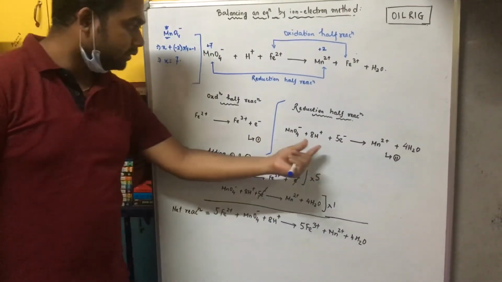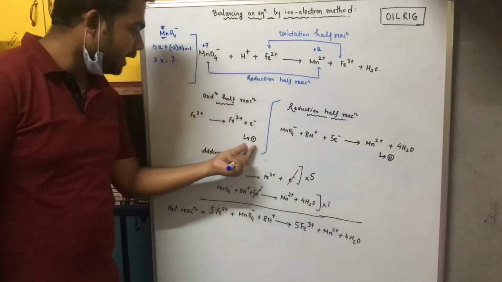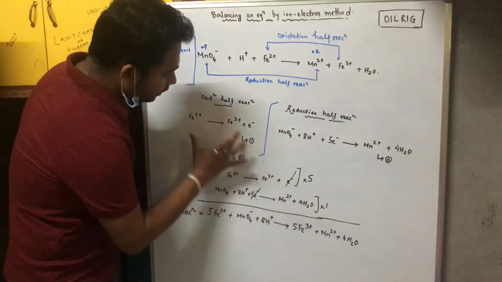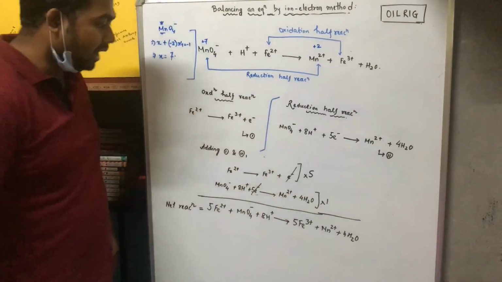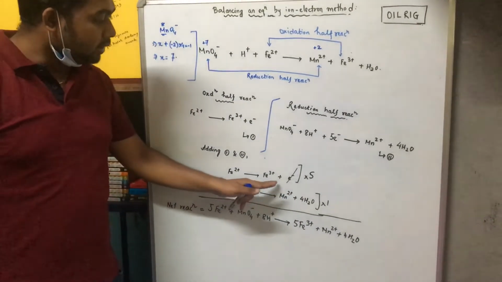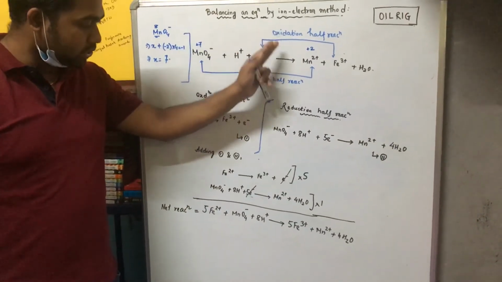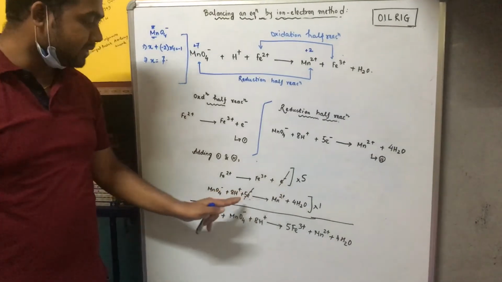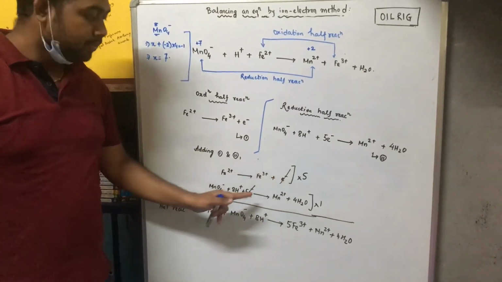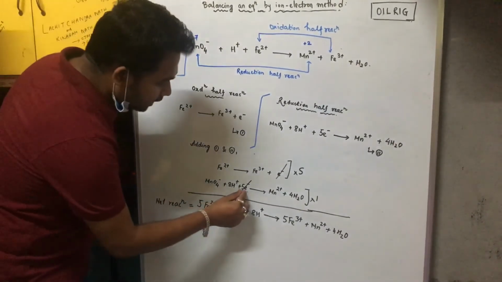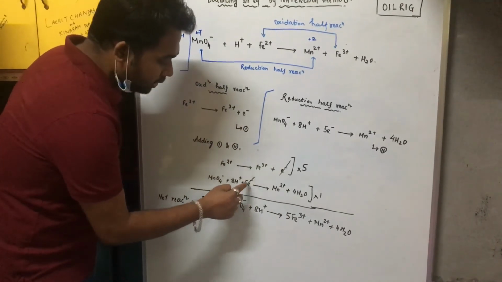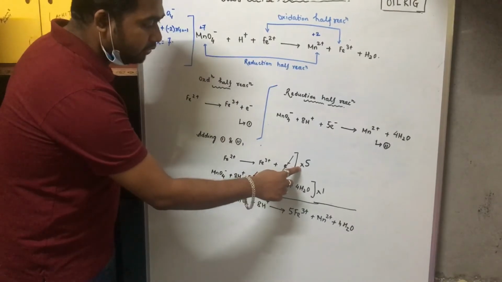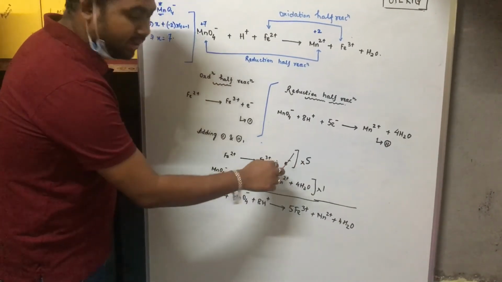Now we add both reactions, numbered 1 and 2. Adding 1 and 2, we have the oxidation half reaction and the reduction half reaction. Always remember, to balance an equation by the ion-electron method, you have to cancel out the electrons. How will you cancel out the electrons? Just take the LCM of this. Here 1, here 5, the LCM is 5, that is why we have written 5. So the 5 electrons are cancelled out.